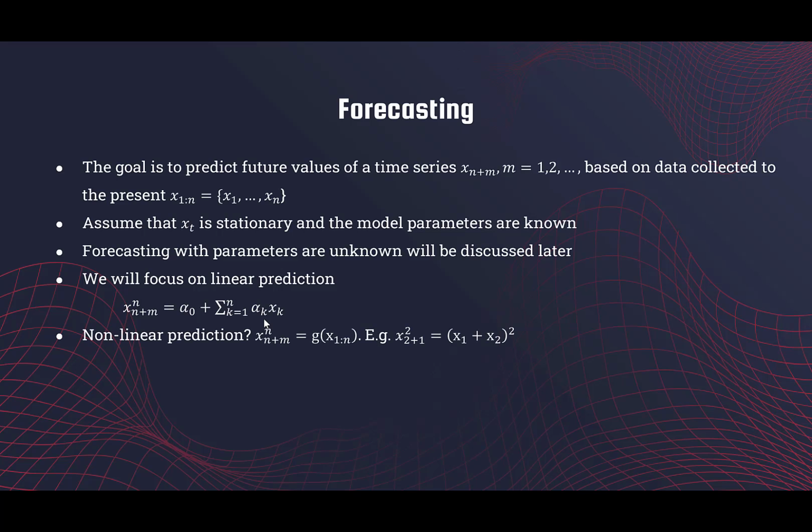So just a quick digression. This is a linear prediction. So what does a non-linear prediction look like? For example, if I want to predict x3 based on the first 2 points, x1 and x2, and I want to use this function, then this is a non-linear function, so this is a non-linear prediction. Anyways, we won't be focusing on non-linear prediction here.